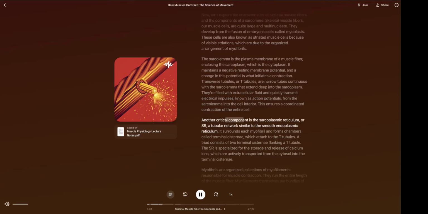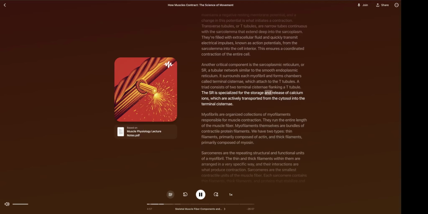Another critical component is the sarcoplasmic reticulum, or SR, a tubular network similar to the smooth endoplasmic reticulum. It surrounds each myofibril and forms chambers called terminal cisternae, which attach to the T-tubules. A triad consists of two terminal cisternae flanking a T-tubule. The SR is specialized for the storage and release of calcium ions, which are actively transported from the cytosol into the terminal cisternae. Myofibrils are organized collections of contractile protein filaments responsible for muscle contraction.